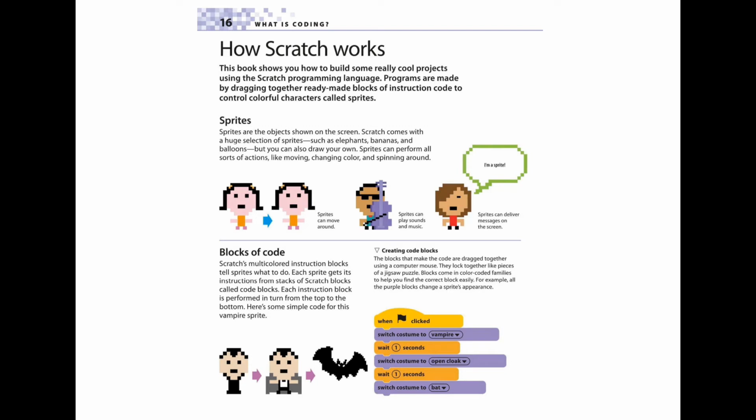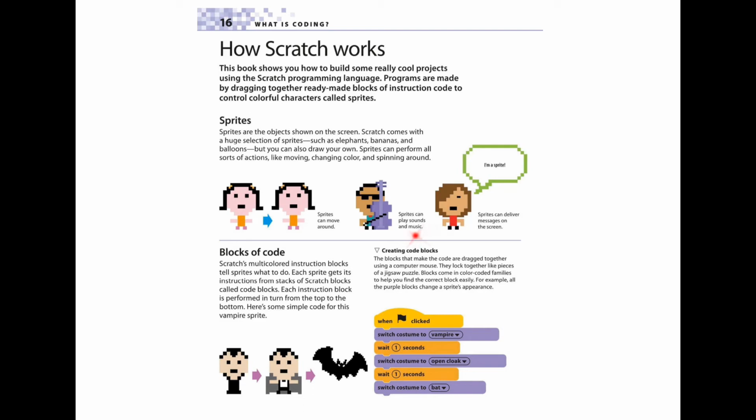So for example, we always start our program with when the flag's clicked. If we told it to switch to costume vampire, we would have a nice vampire costume like that. Then we're going to pause for 1 second, switch costume to open cloak, which would then switch it to this open cloak vampire. Once again, wait a second, and then eventually switch costume to Bat and turn into that. So our sprite can change its costumes with that block of code.